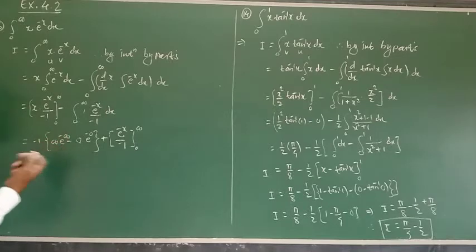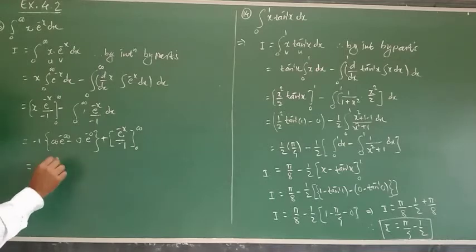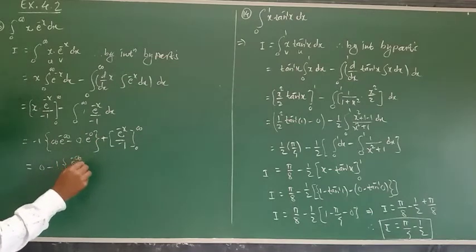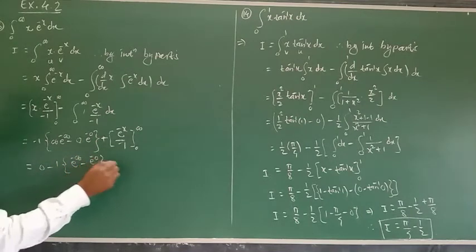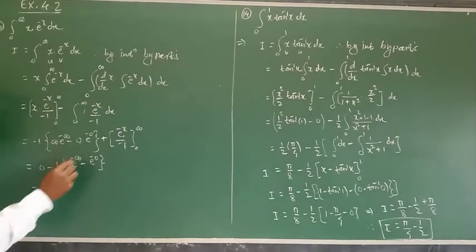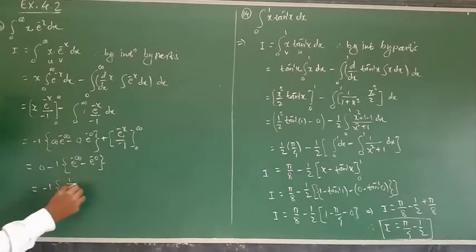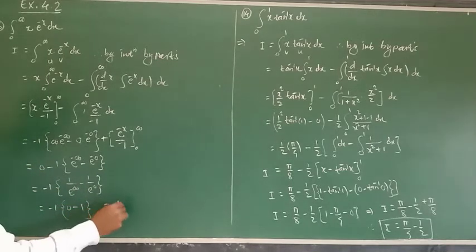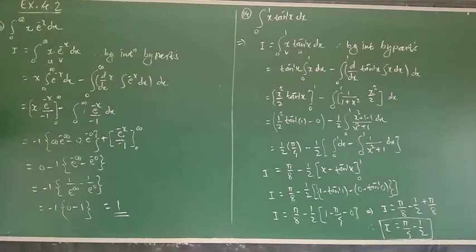E raised to minus infinity is 0. So the first term is 0, the second is also 0. The total value is 0 minus 1 into, I put here, e raised to minus infinity minus e raised to minus 0. So minus 1 into 1 upon e raised to infinity minus 1 upon e raised to 0. So what will it be? Minus 1, e raised to infinity is infinity and 1 upon infinity is 0, minus e raised to 0 is 1. So the final value is equal to plus 1. Okay, the definite integral is equal to plus 1.